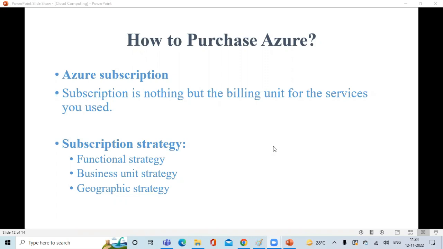Yes. In the world, nothing is free, right? You have to pay for each and everything. So here also, if you want to use the cloud, if you want to use those services in Azure, then you have to pay for it. How can you pay for it? By using the subscription, right? Subscription is nothing but a kind of billing unit for the services, and it is a kind of pay as you go.